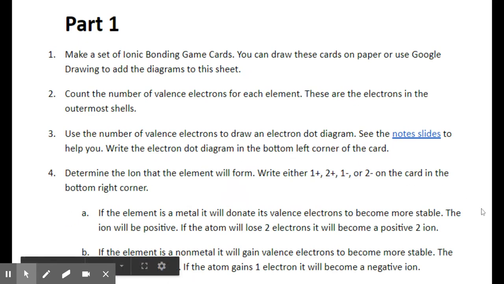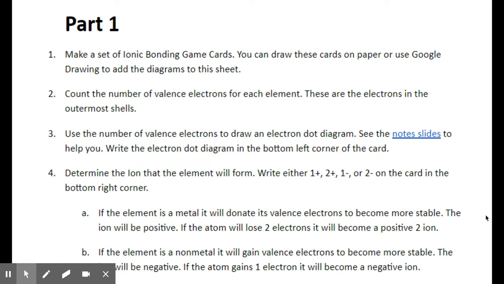In part 1, we're going to make a set of ionic bonding game cards. Again, you can draw these cards on paper, or you can use Google Drawing to add things to this worksheet. Or if you want, you can print out the worksheet and then work on it.